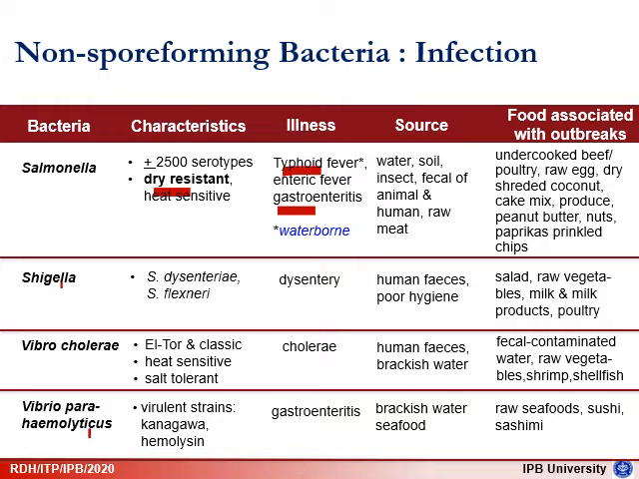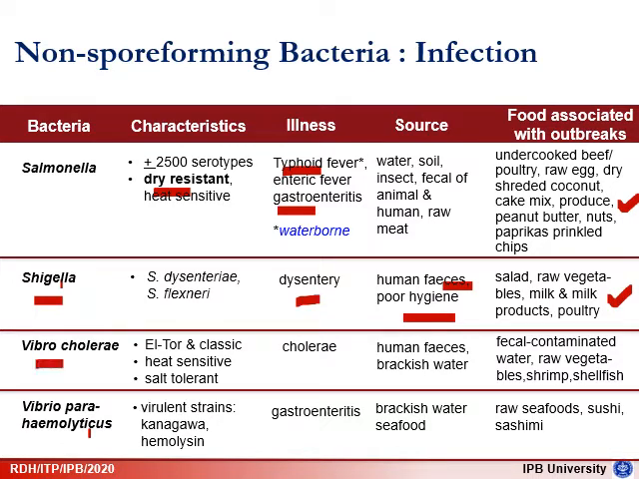The outbreaks linked to Salmonella have been caused by various foods, like you see here, from undercooked beef, poultry, raw eggs, up to produce, peanut butter, nuts, and paprika sprinkled chips. Shigella is usually related to human fecal matter and usually contaminates food through poor hygiene. This bacteria causes dysentery and is usually linked to raw foods.